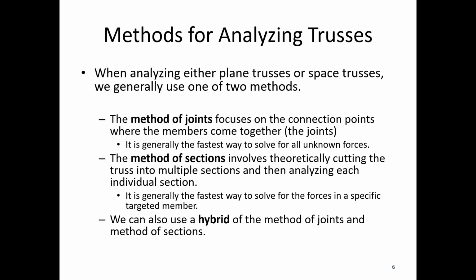We can also use a hybrid of these two methods, the method of joints and the method of sections together, and flip back and forth between them if we are doing something somewhere in between. So if I need to find five or six specific members, I might use a hybrid method, start with the method of sections, and then use the method of joints to spread out from there. So these are our methods available for analyzing trusses.